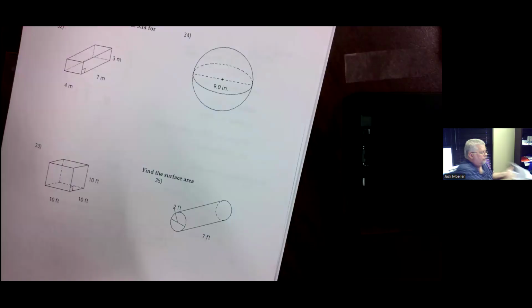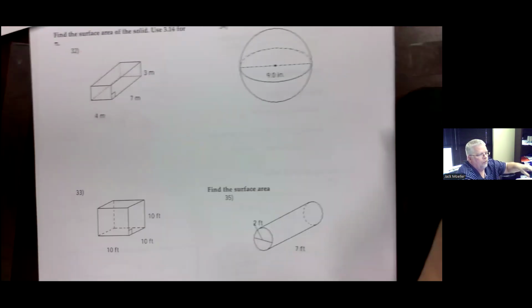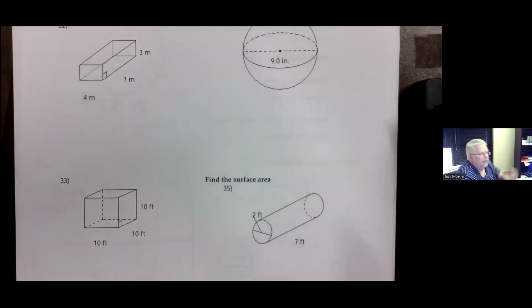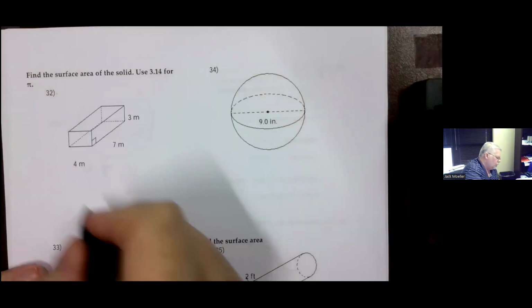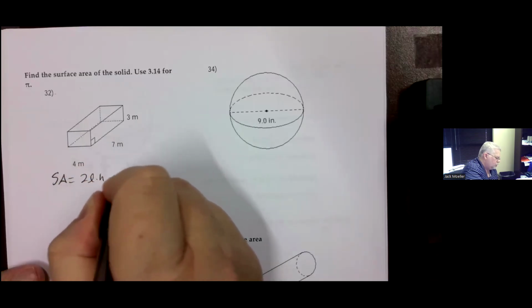Let's find the surface area of this rectangle. So we've got a rectangular box, the surface area is twice the length times the height plus twice.